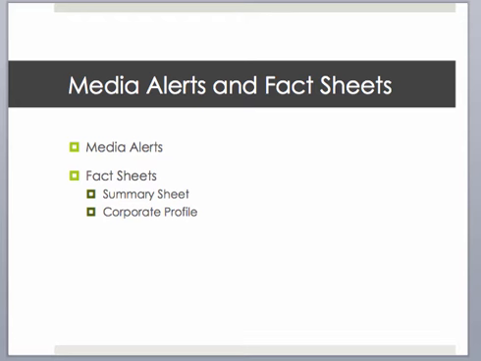Another type of PR tool is a fact sheet. There are two kinds of fact sheets that the textbook outlines. One is a summary sheet about the characteristics of a new product that serves as a quick reference for a journalist writing a story. The second one is called a corporate profile, which is a one-page summary in bullet list format that gives the basic facts about an organization or a company.